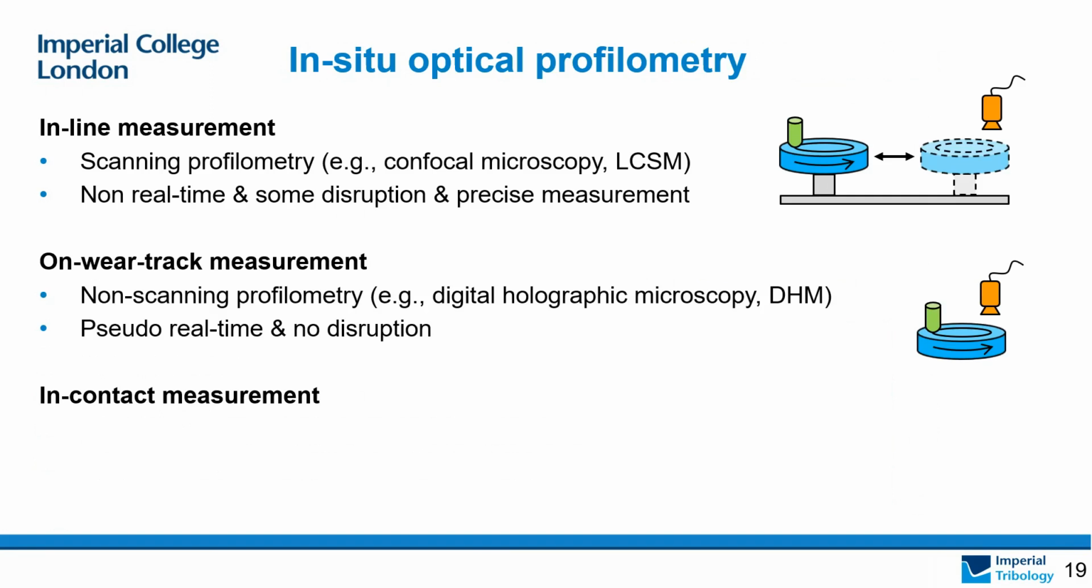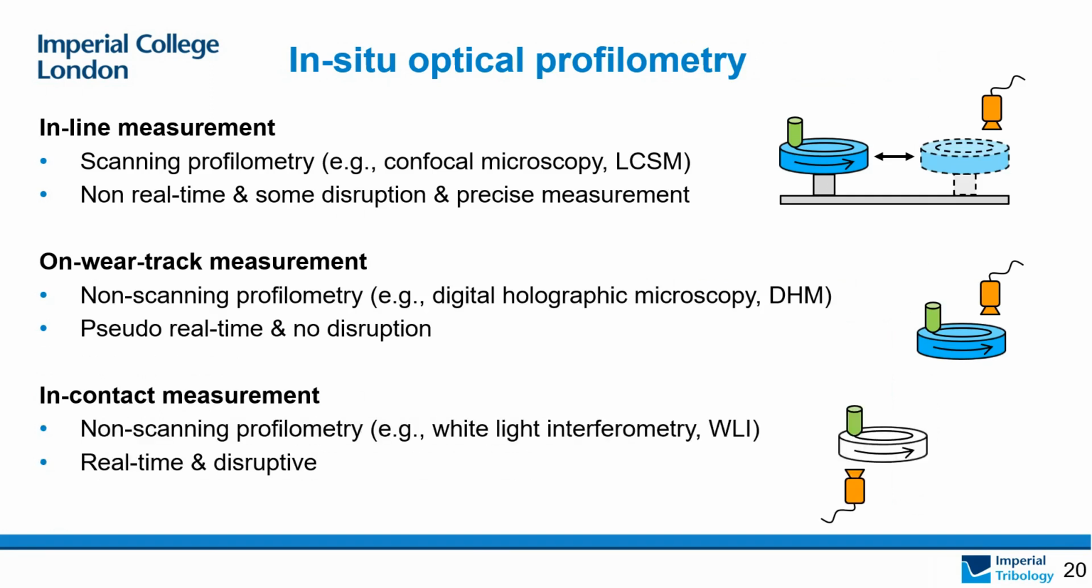And because of this, we can put the microscope above the disk wear track and take measurement while the test is running. The good thing is that there's no disruption at all, but strictly speaking, this measurement is not real time. And I like to call it pseudo real time because the measurement is done outside of the contact, which means there's a slight delay in the measurement.